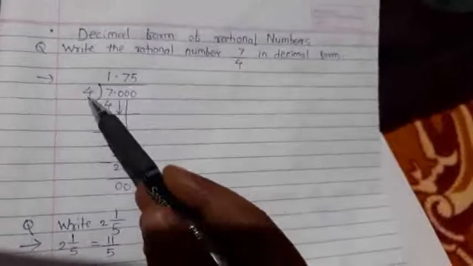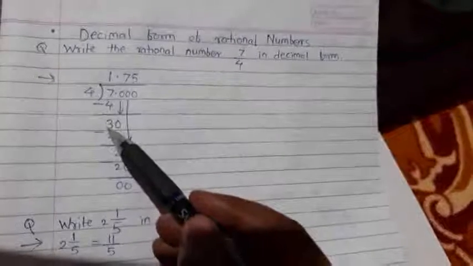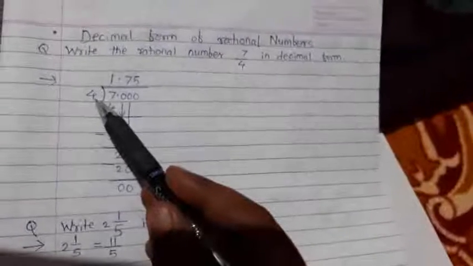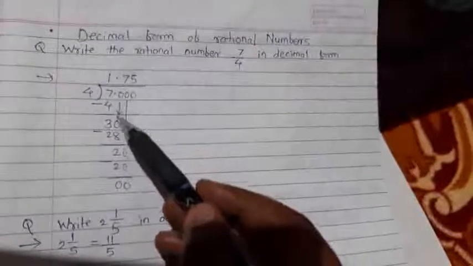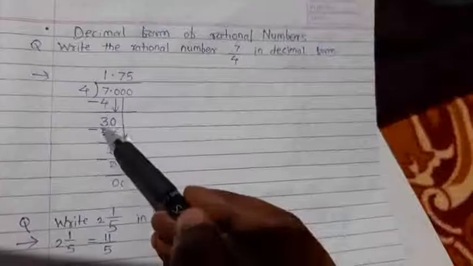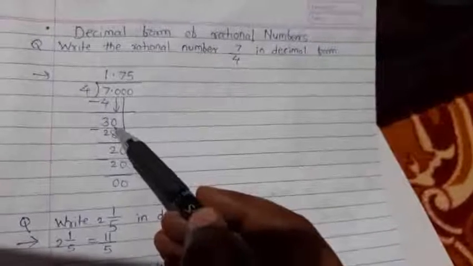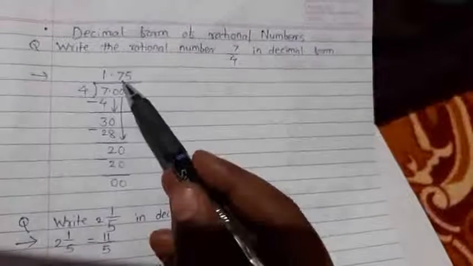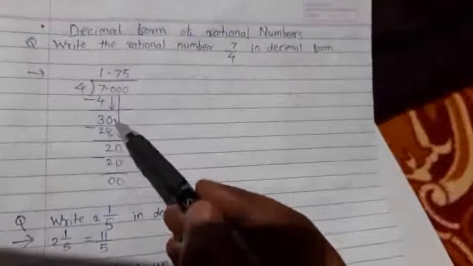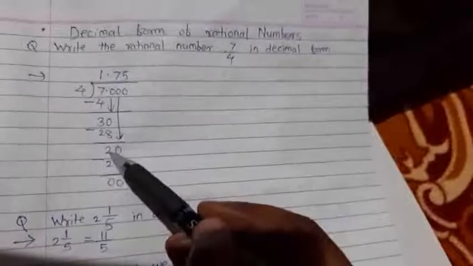This 3 is smaller than 4. So whenever the remainder is coming smaller than the divisor, what we have to do? Take a decimal point and we can add 0 to that. So this number will become 30. So count the table of 4 up to 30. It will be 7 4s are 28. So 30 minus 28 is 2.